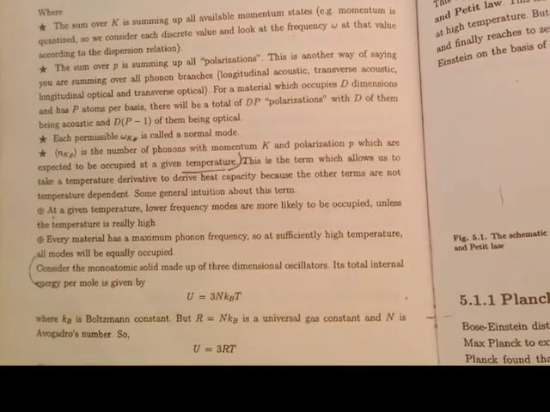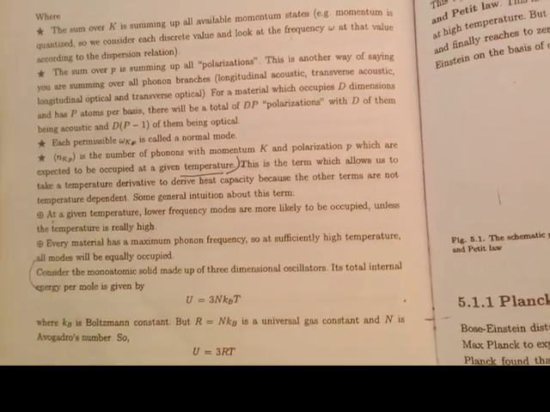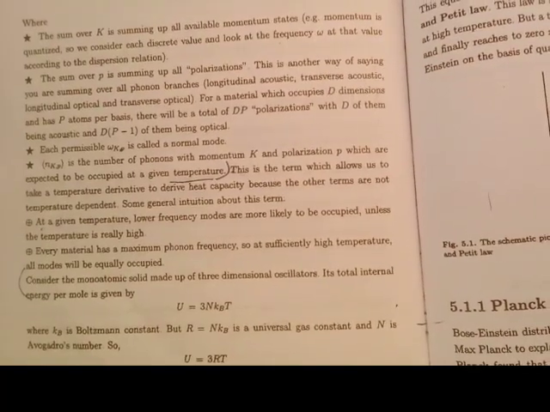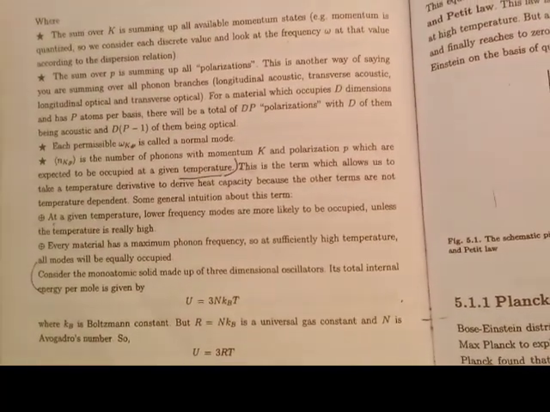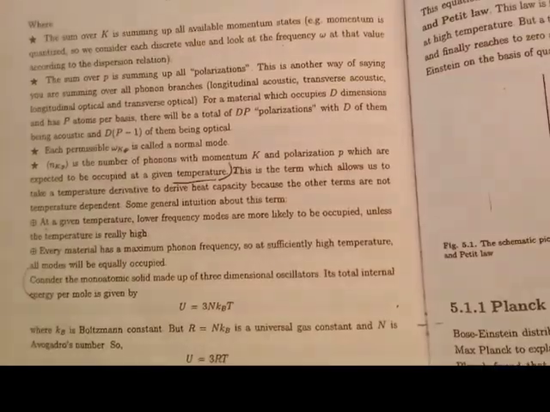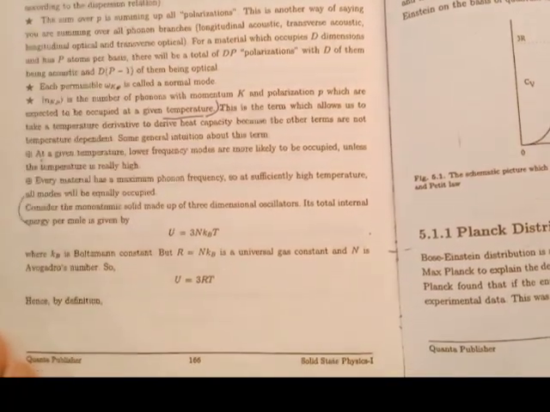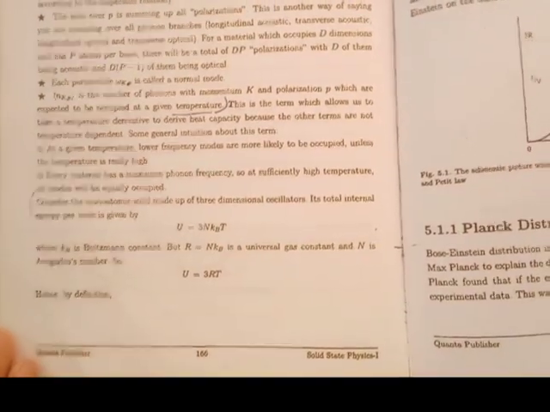Some general intuitions about this term. At a given temperature, lower frequency modes are more likely to be occupied unless the temperature is really high. Since there is a maximum phonon frequency, at sufficiently high temperature, all modes will be equally occupied.